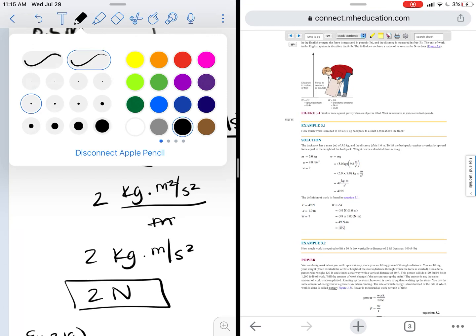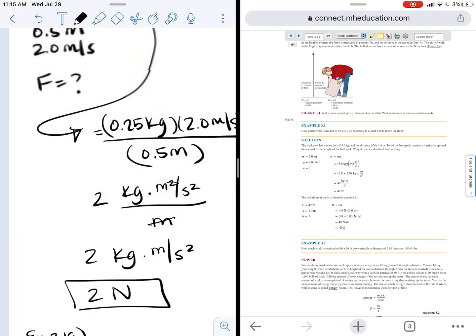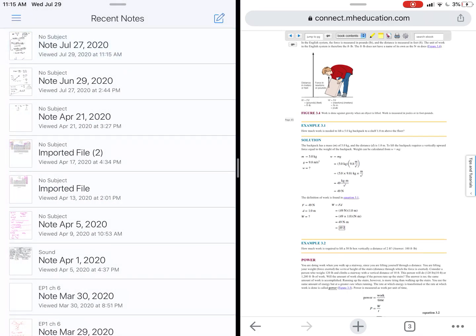So we've got example 3.1, and it says how much work is needed to lift a 5 kilogram backpack to a shelf that's 1 meter above the floor. So it did specifically say work, okay? And it says to lift a 5 kilogram backpack.